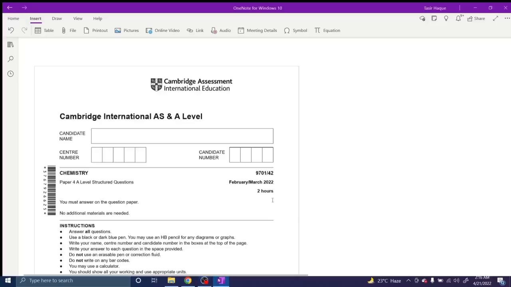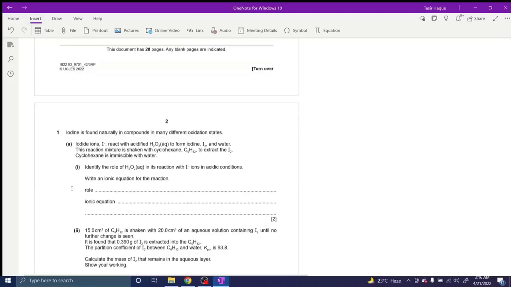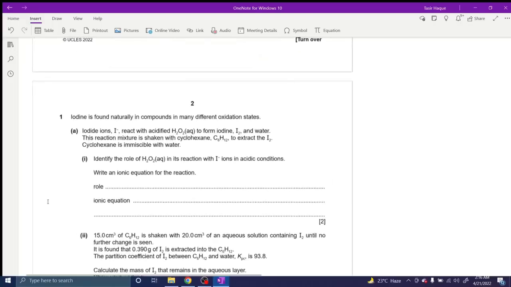Hello, I'm going to be solving this chemistry paper today, February March 2023, variant 429701. New syllabus content has been added.